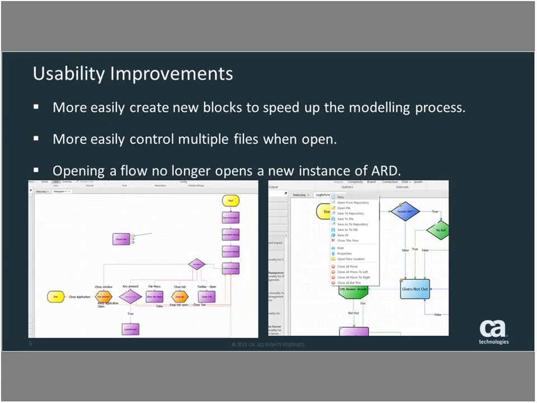So the first item is when you're creating blocks. Previously you had to use the tool dock we have built into ARD. You had to select, I would like a process block, and drag the process block into the canvas to have it created. But now, if you just hover over a block, you get predefined blocks at the side of it.